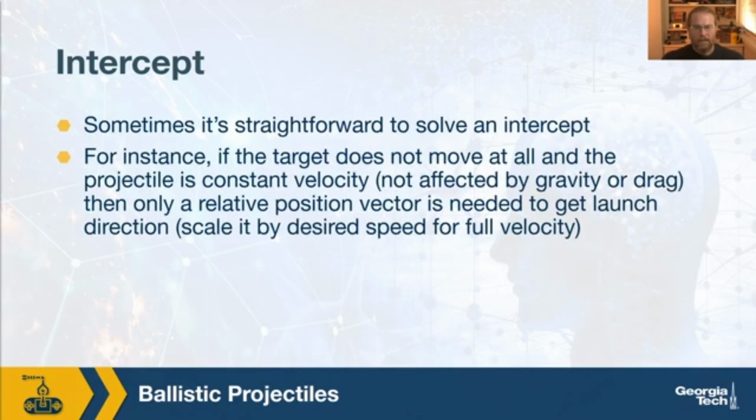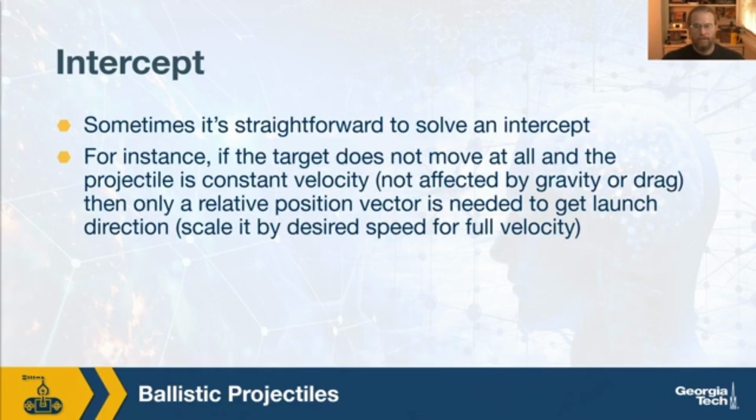So sometimes it's straightforward to solve an intercept. For instance, if you have a target that is not moving at all, it's just a fixed target, and your projectile has constant velocity, so there's no drag, there's no gravity, you can just set it in motion and it goes forward. This might be like in outer space, perhaps, so launching a projectile with no gravity, and the target's not moving. If you have that sort of situation, it's really easy to calculate.